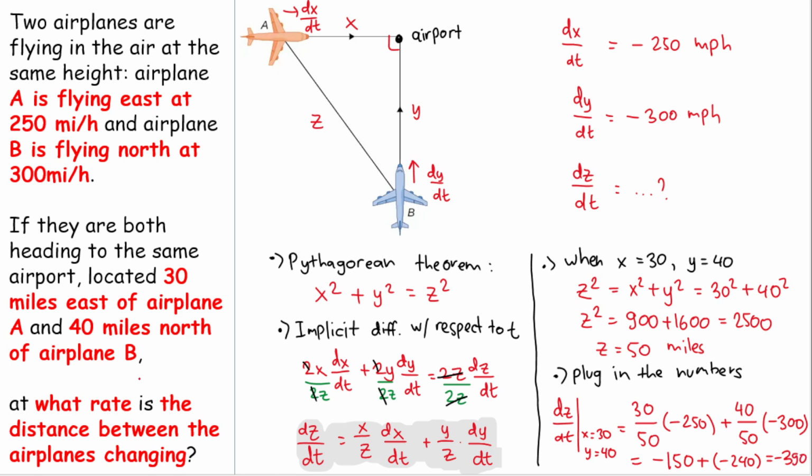And that will equal minus 390. So at what rate is the distance between the airplanes changing? That will be minus 390 miles per hour. The minus sign is because the distance is decreasing, because they are approaching the same airport, and the unit is miles per hour because dz is in miles and the time is in hours. So here is the final answer for this question: minus 390 miles per hour.